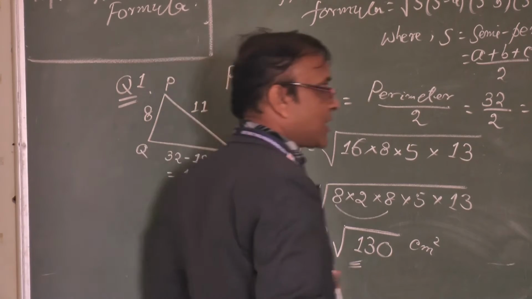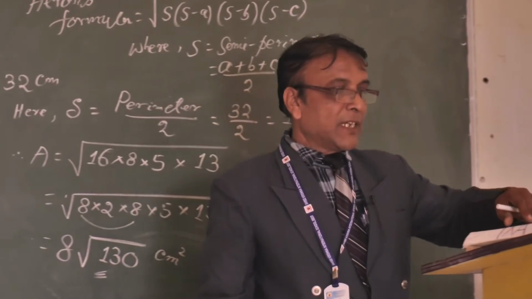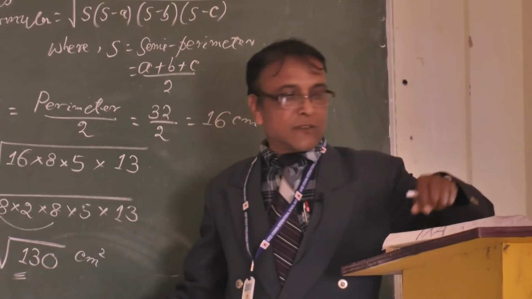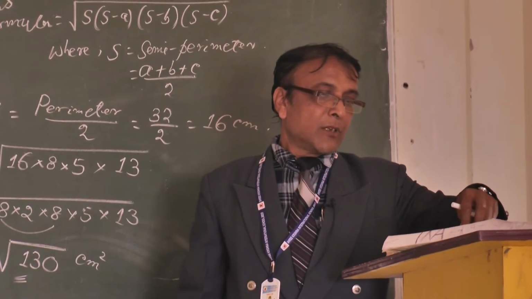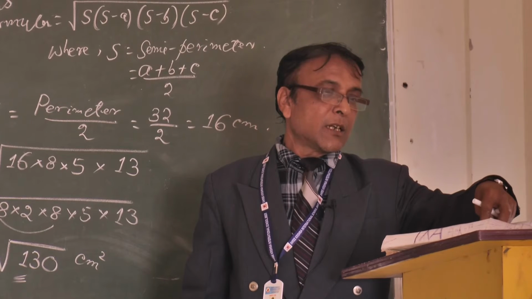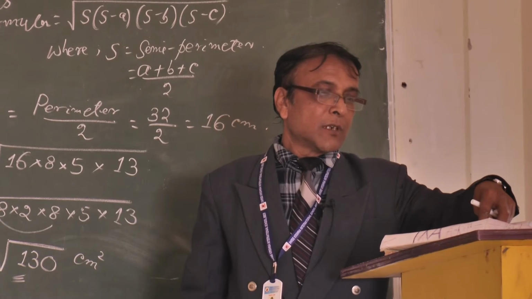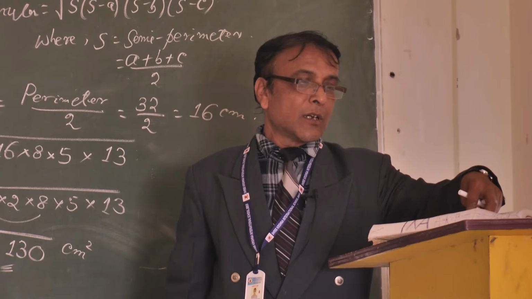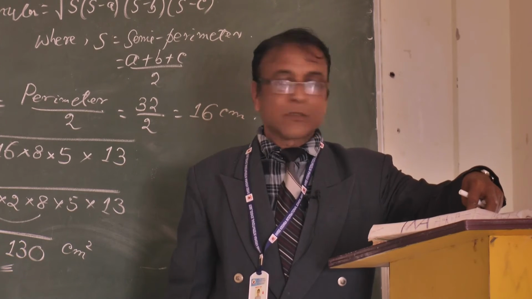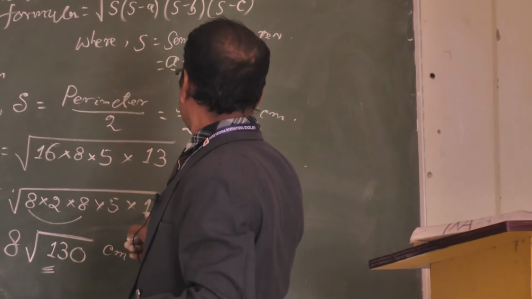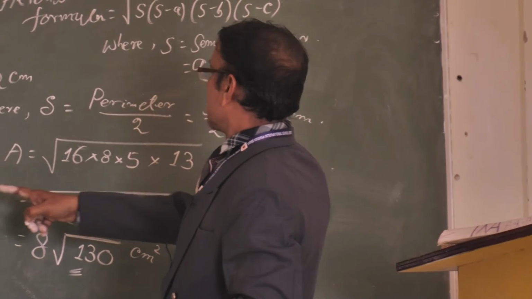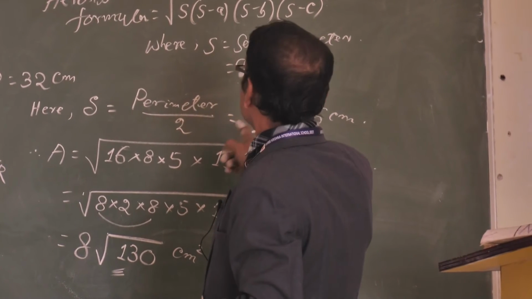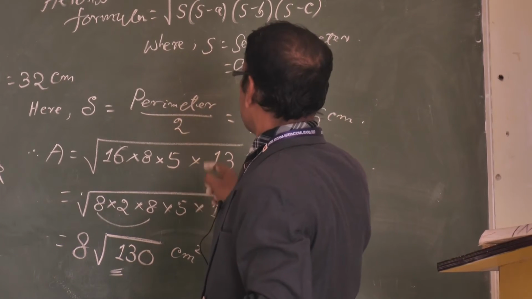If in the question it is asked to give the answer in decimal form, then this root over 130 you can get. 16 into 8 into 5. Yes. Is it correct? It is root over S into S minus A into S minus B into S minus C. Here I did it wrong.